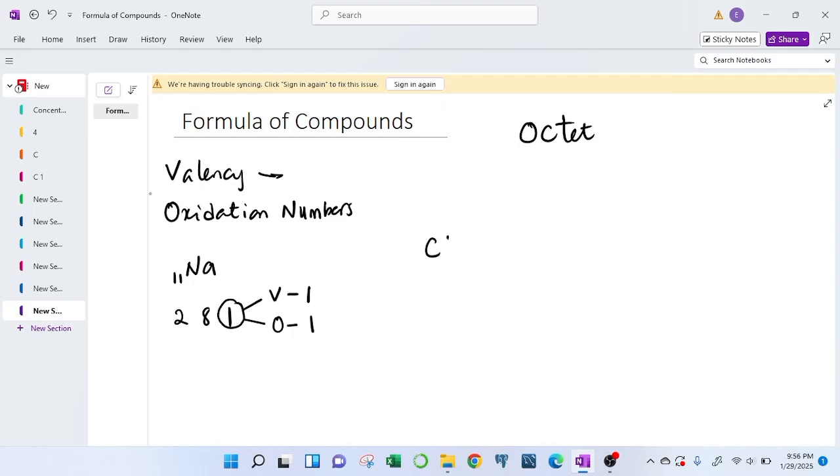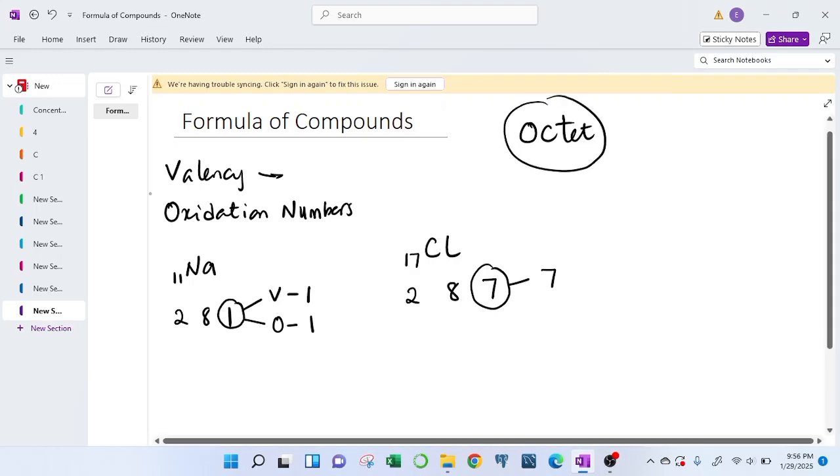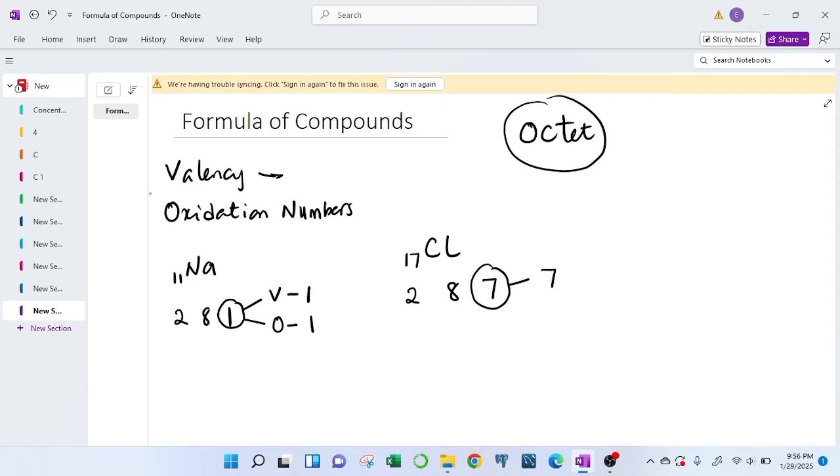However, let us take something like chlorine, 17, the atomic number. The configuration is 2, 8, 7. Now, what is the valency? Number of electrons in the outermost shell, it is actually 7. But then again, what is the target? They want to achieve octet configuration. And what does chlorine do? It attracts an extra electron. So for it to become octet, it attracts just one electron. That makes the oxidation number also 1.